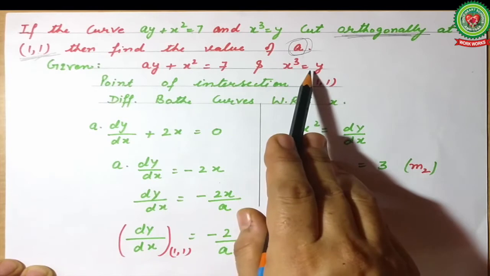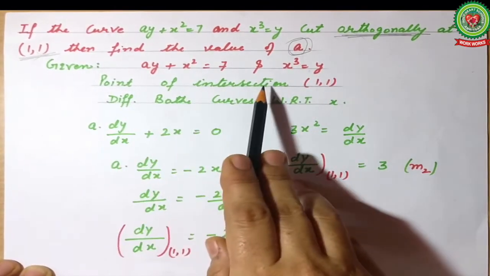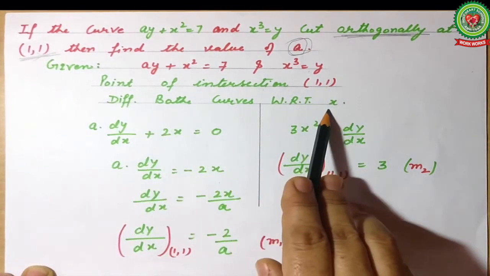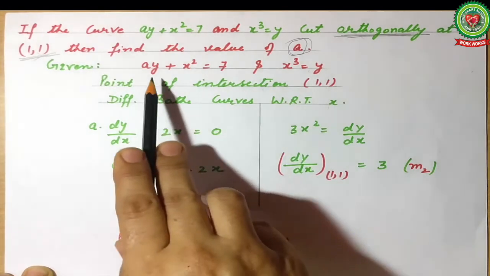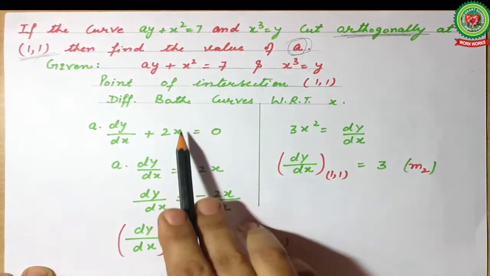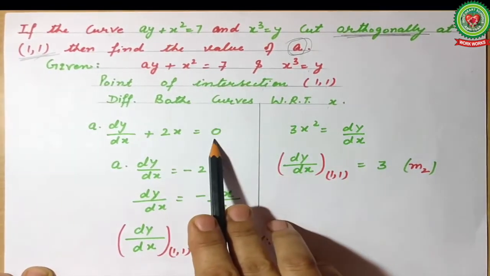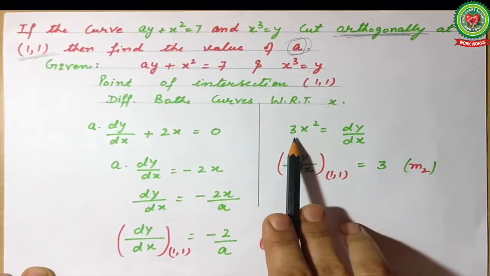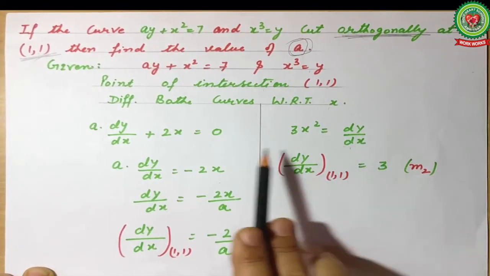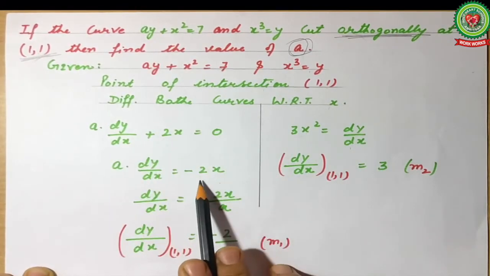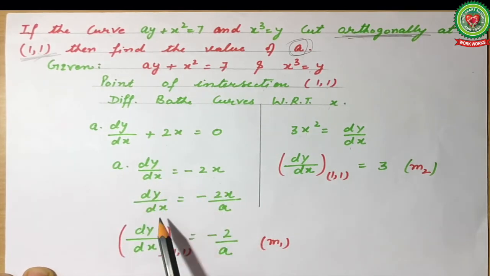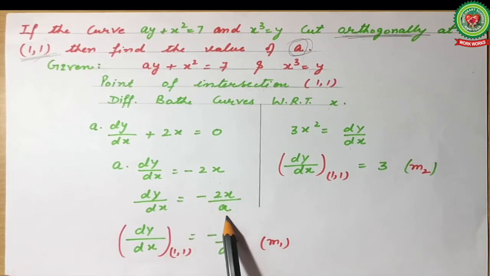Two equations are given; write them down. The point of intersection is also 1, 1. We can differentiate both with respect to x to find the slope. A into the differentiation of y is a dy upon dx, and x square differentiation is 2x. 7 differentiation is 0. x cube differentiation is 3x square, and y differentiation is dy upon dx. Shifting the value to the other side, a into dy upon dx is equal to minus 2x, so dy upon dx is equal to minus 2x upon a.